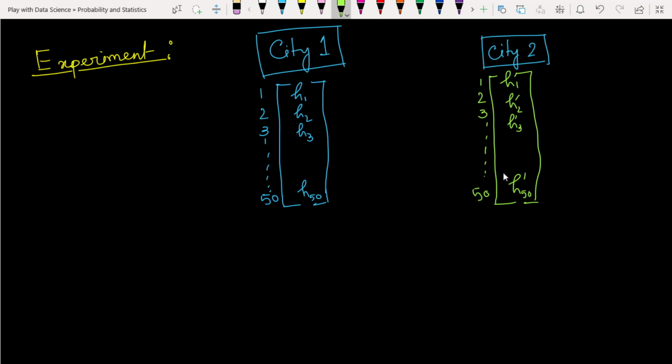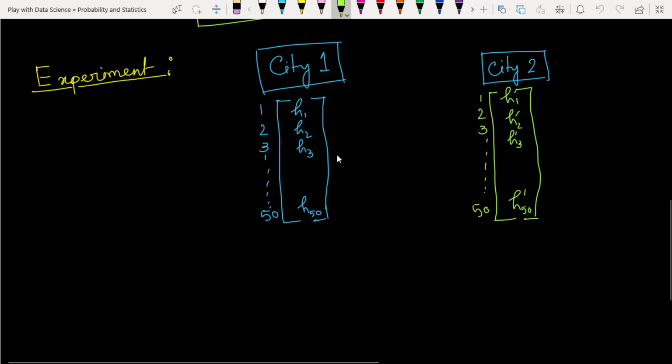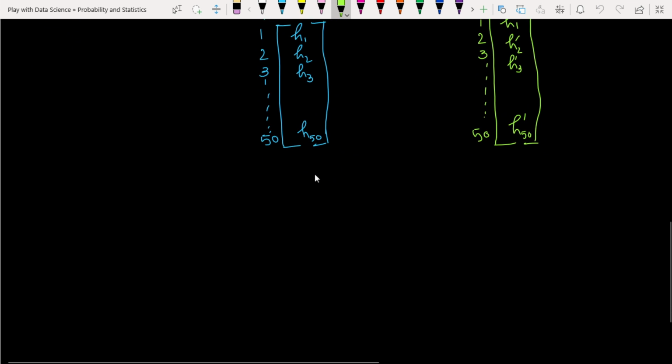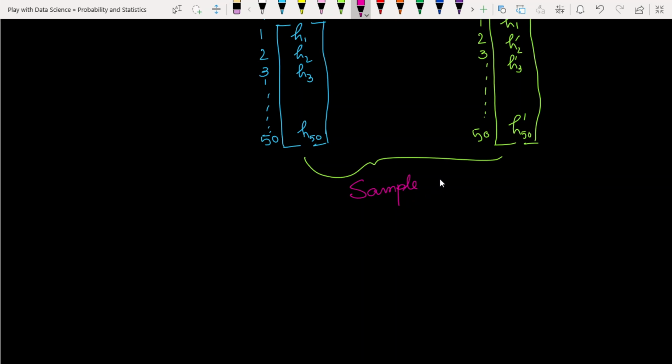So this is the sample. These are the sample heights of the 50 people. Okay, this is the sample.